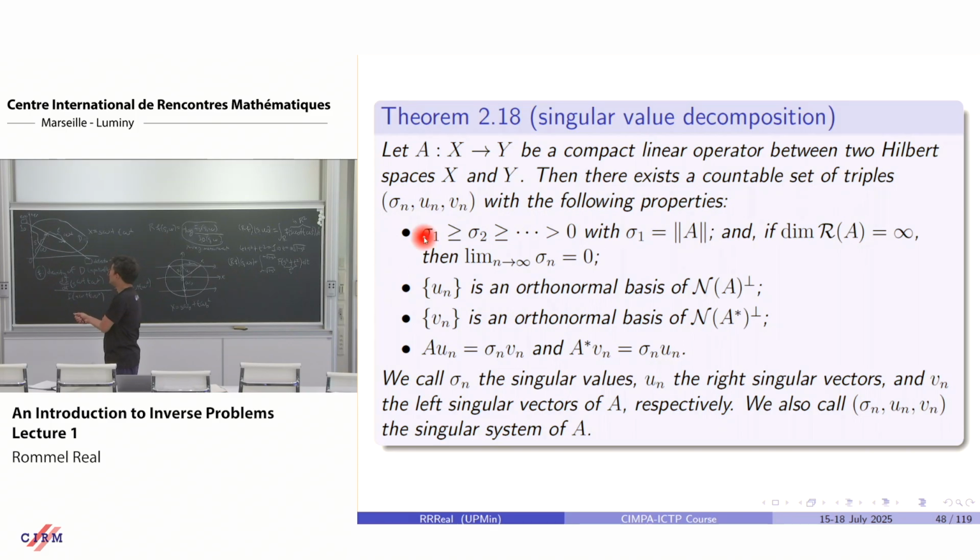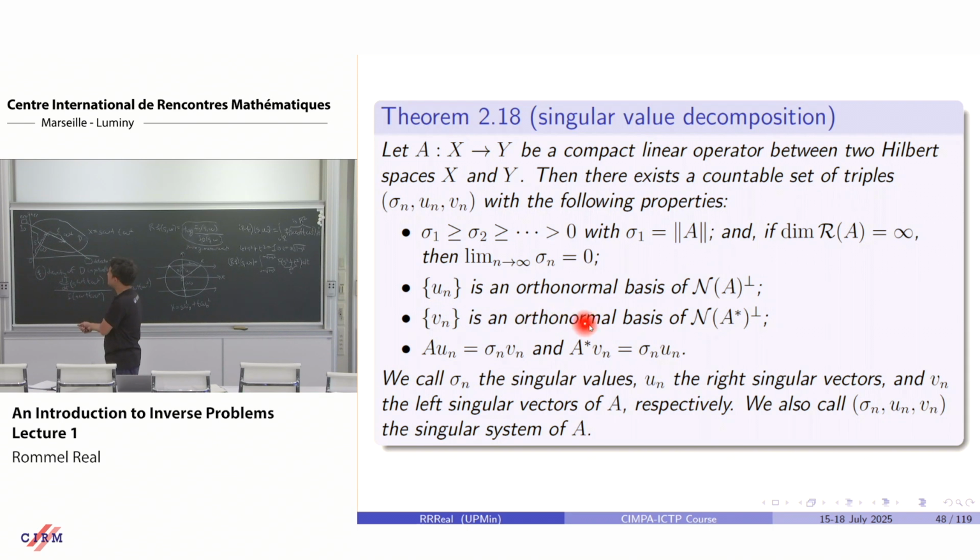First, sigma_1 and sigma_2 are arranged in this way, so sigma_1 is greater than sigma_2 and so on, and they're all positive. We denote sigma_1 as the norm of A, and if, let's say, the dimension of the range of A is infinity, then the limit of sigma_n as n goes to infinity must be 0, so that means the singular values decay. And u_n is an orthonormal basis of N(A) perp. v_n is an orthonormal basis of N(A star) perp.